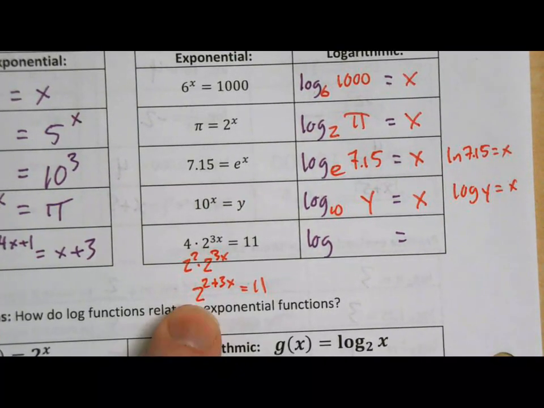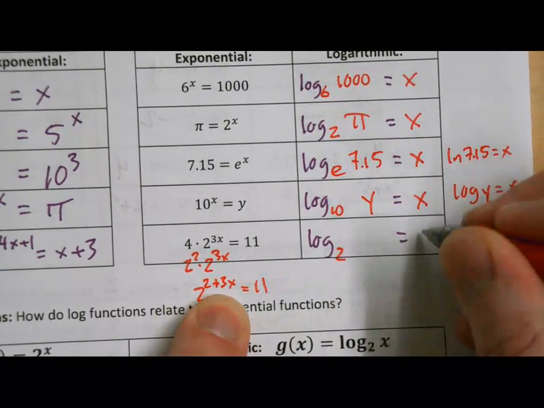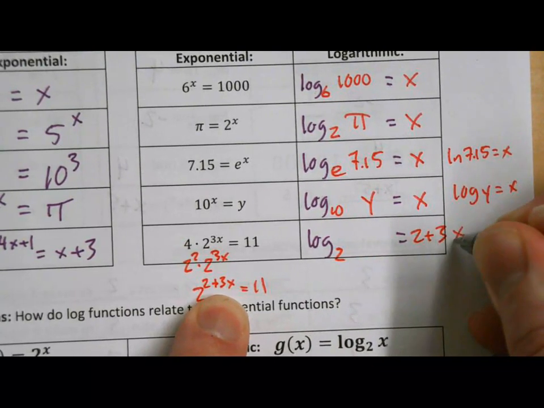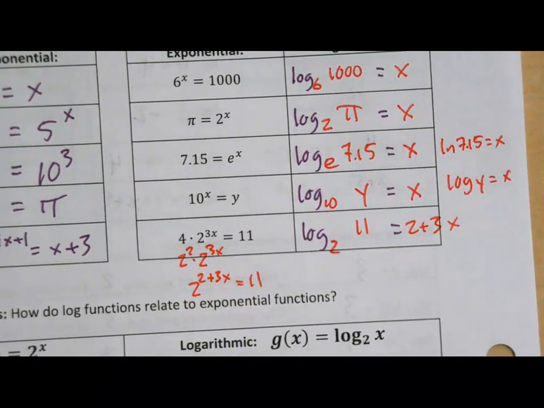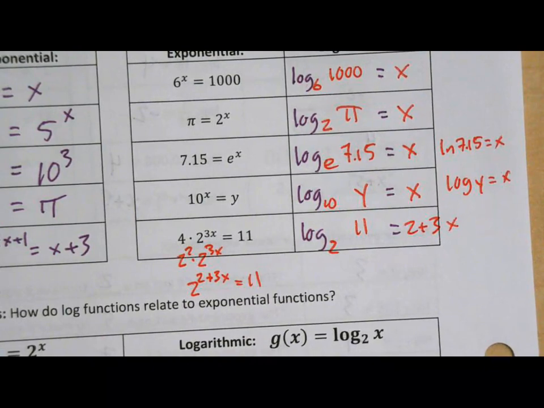So what's my base? My base is 2. What's my exponent? My exponent is 2 plus 3x, and that 11 is going to be left over inside. Instead of putting the 2 there, you can put the 4 over the 11.